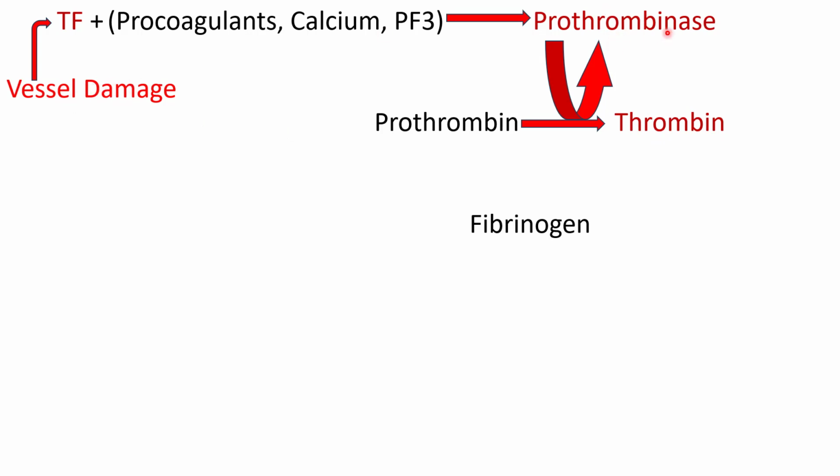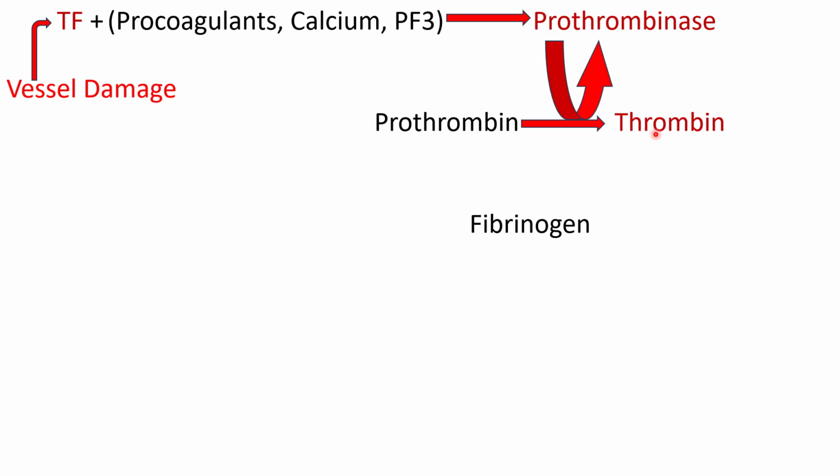We also have prothrombinase still hanging out because it doesn't get changed when it does this. Only the prothrombin gets changed when it does this. So thrombin is building up where the vessel damage is. Thrombin, this one's a little bit tricky because thrombin is also an enzyme. It does not end in ASE, but it's still an enzyme.